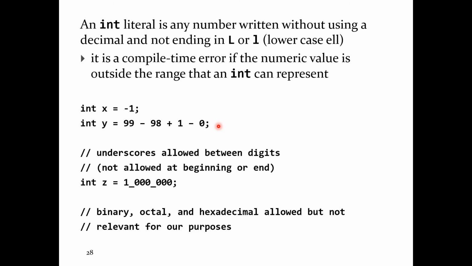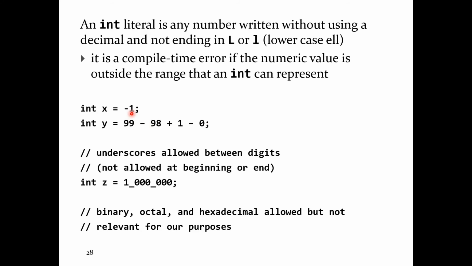Okay, so an int literal is any number that you can write down without using a decimal, right? So any number that you write down with no decimal point in it is probably an int, unless it ends in a capital L or a lowercase l. If it ends in a capital L or lowercase l, that indicates a long value. It's a compile time error if your literal is outside the range that an int can represent.